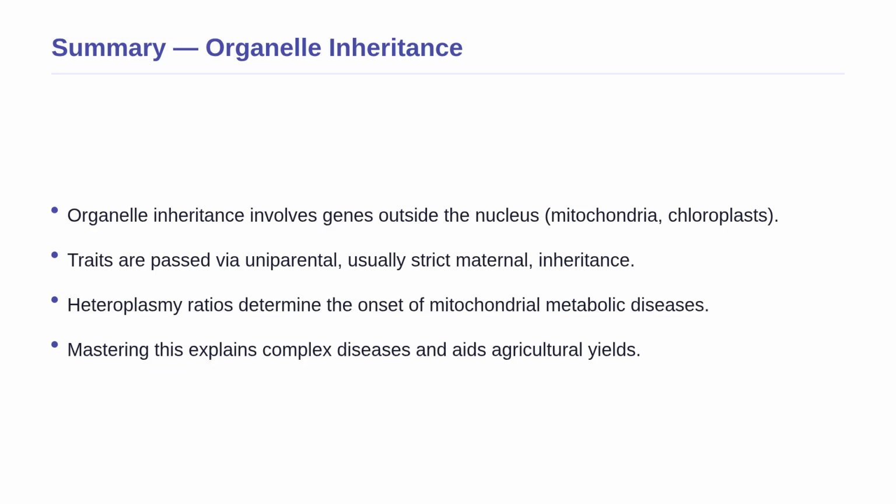Third, we learned that the balance of normal and mutated organelles, known as the heteroplasmy ratio, dictates whether severe metabolic diseases will appear. You now have a solid grasp of how this unique mechanism traces evolutionary lineages and even helps manipulate crop genetics. Excellent work mastering this complex topic.